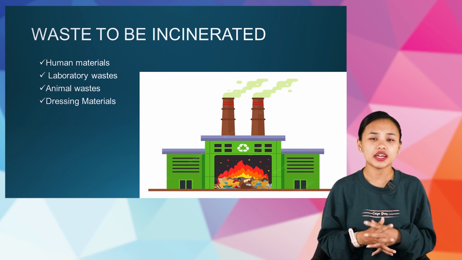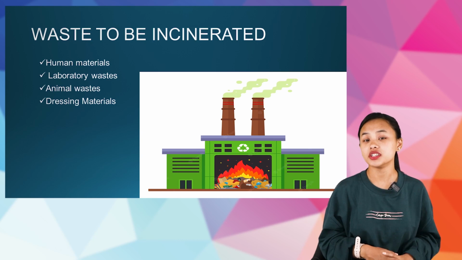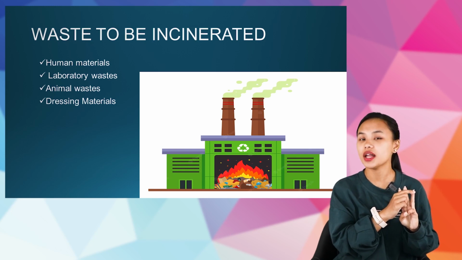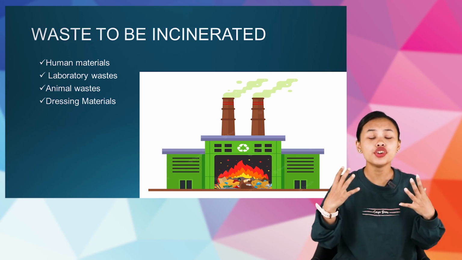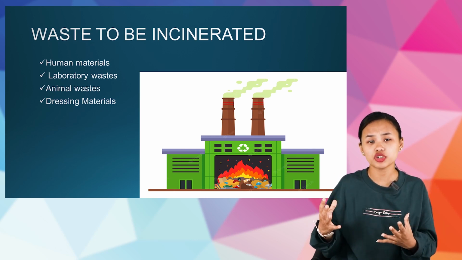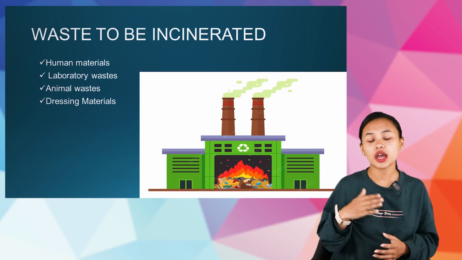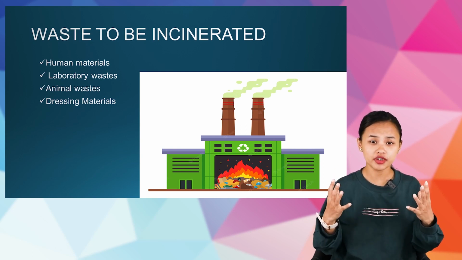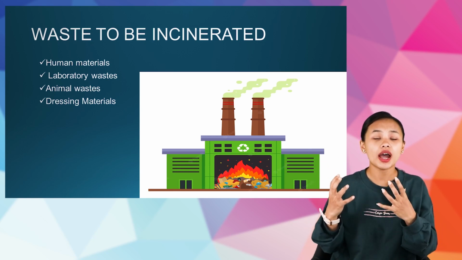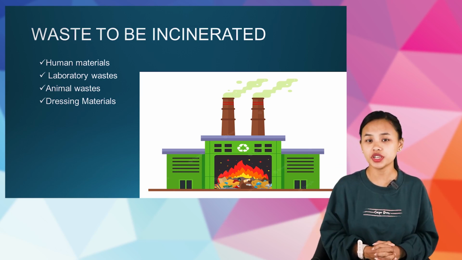So which are the wastes which need to be incinerated? Here the first ones are the human waste, the animal waste, the dressing waste, as well as the laboratory waste. Why? Because human waste, right, can consist of human tissues, of body organs, or of parts of the body. So these cannot be disposed of with the process of chemical disinfection or even by autoclaving, right? So these human waste, these animal waste, waste collected from the lab, or even the dressing materials need to be incinerated.